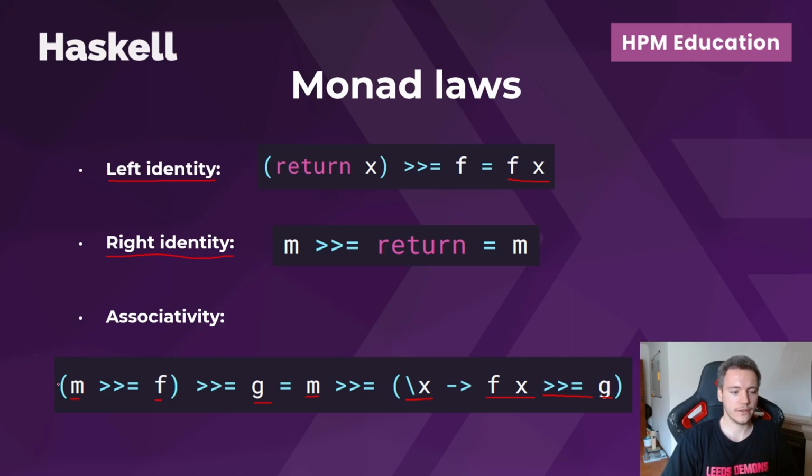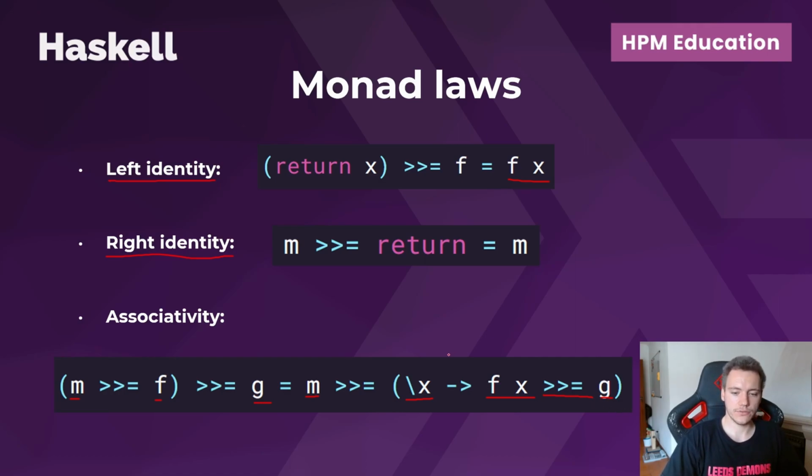So we see that in the end, the order of function application stays the same. So the results should, of course, be the same. We feed the monadic value to the function f first, which is the same on the right side. Again, m bound to the function x applies f to x first and then binds it to g.